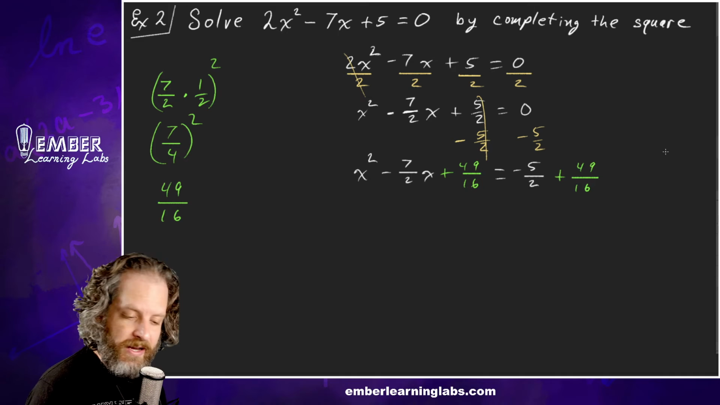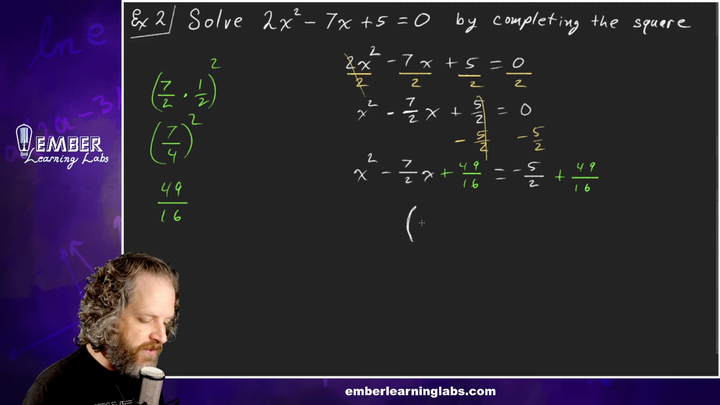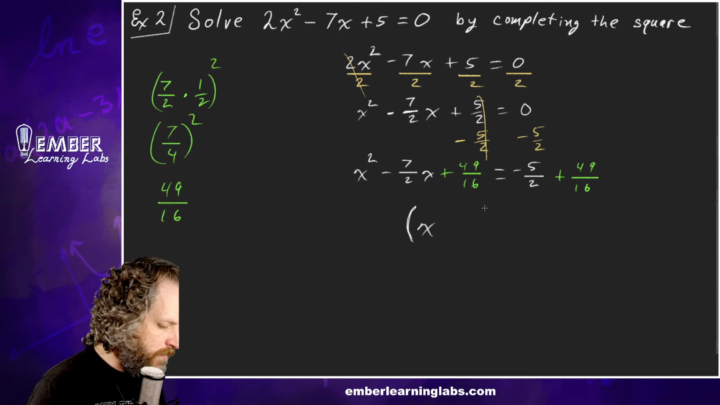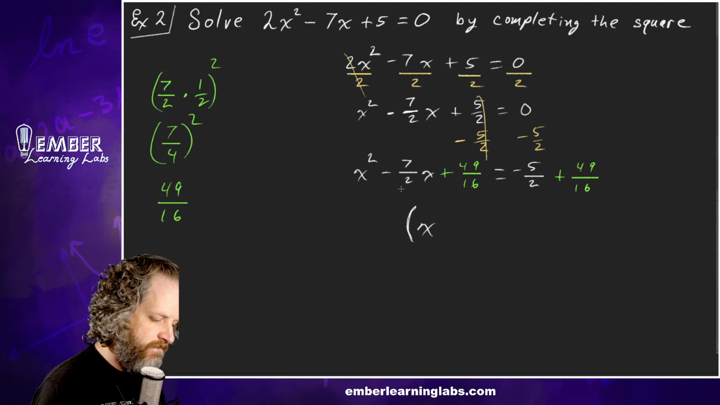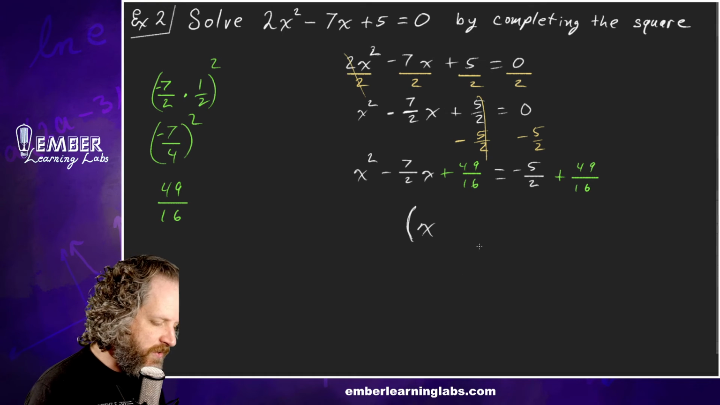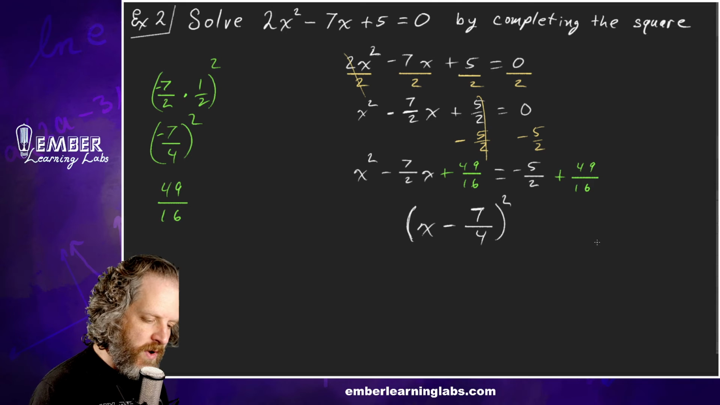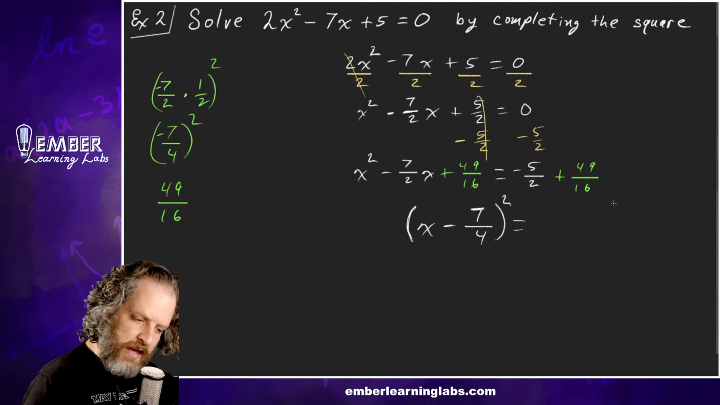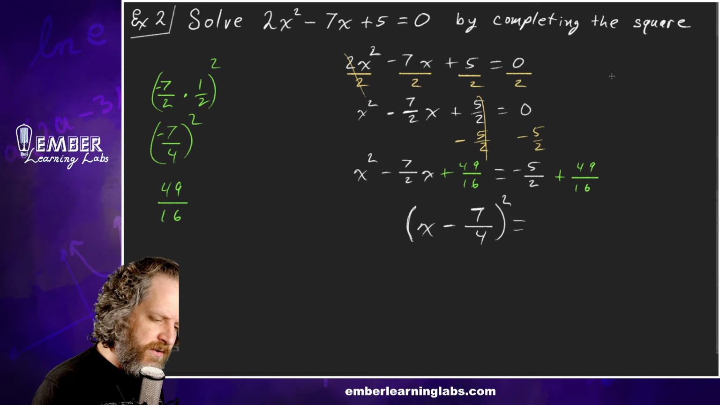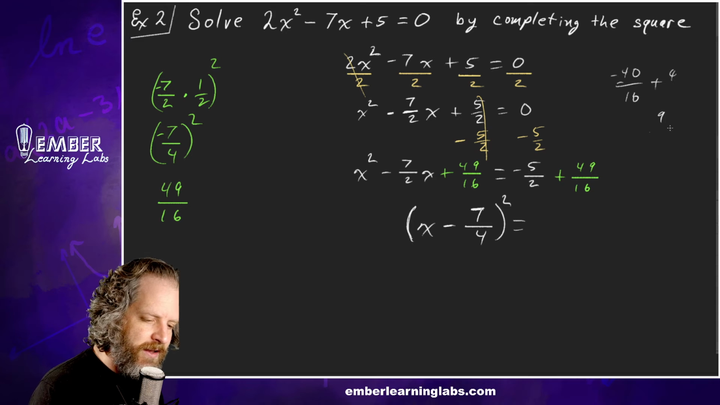And then this one, it factors into, and this time we are going to just skip to the end beat. It factors into x. Oh, I made a mistake. This should have been negative, right? Negative, because it's negative 7 halves. So it's x minus 7 fourths squared, right? Equals. Now this, you could use your calculator, or we could do negative 40 over 16 plus 49 over 16, so 9/16.